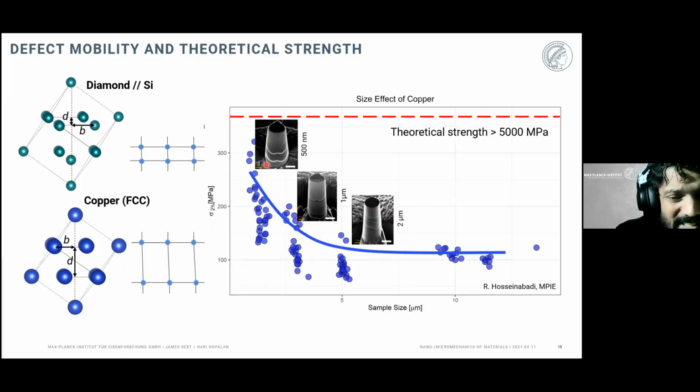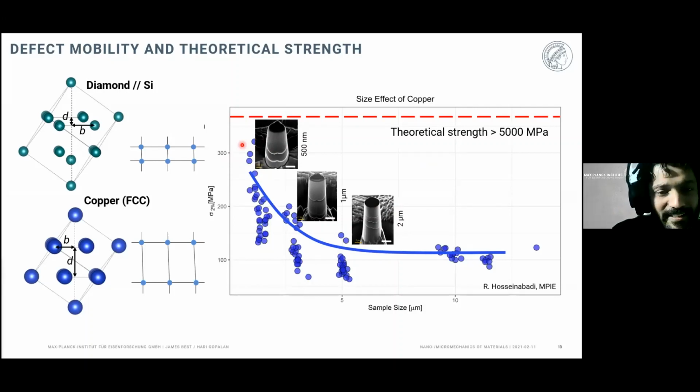And this is related again to the fact that in the bulk material, we have a lot of dislocations which can easily move. But as we keep reducing the sample dimension, we notice that in a tiny volume, it's less probable that you'd find a defect. So you may have to either create it or move a defect which is probably stuck somewhere.